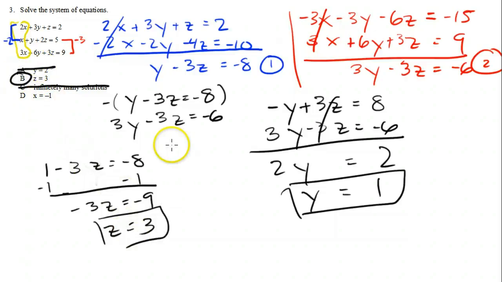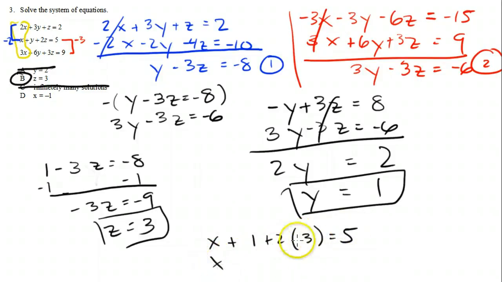Now, just so you can make sure that it's not this last one, let's just plug in z and y and solve for x. So I'm going to choose this middle equation in the beginning. So y was 1 plus 2 times 3 for z is equal to 5. And I get x, 6 plus 1 is 7. And when I subtract 7, I get x is equal to -2, which was not the answer. So again, z is equal to 3 is my final solution.